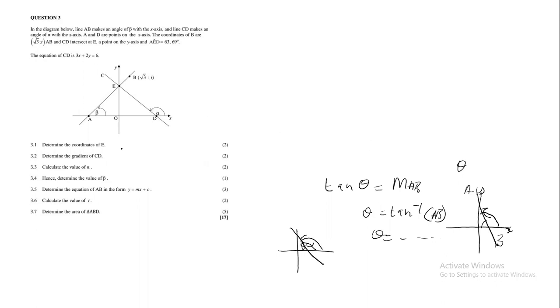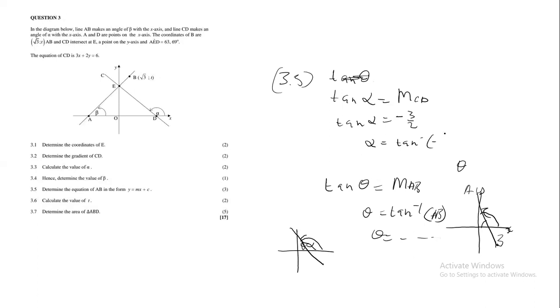So in order for us to solve question number 3.3, they say to us, calculate the value of alpha. And remember, we know the gradient of this line, which is CD. So we're going to say tan alpha, in this case, not beta, is equal to the gradient of line CD. And what is the gradient of line CD? It was given to be -3/2. Remember, we have just determined it, I get it? And therefore here we have tan alpha, and I'm going to say my alpha is equal to the inverse function of tan of -3/2.